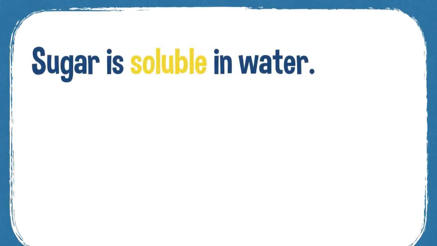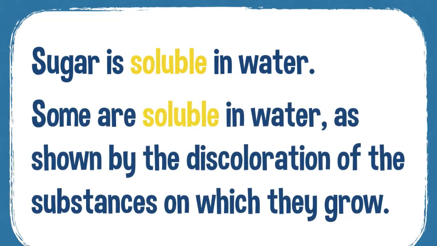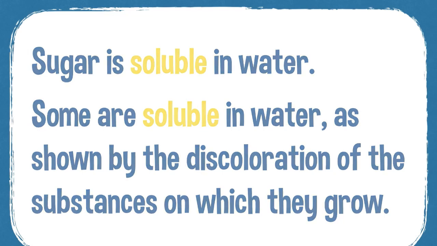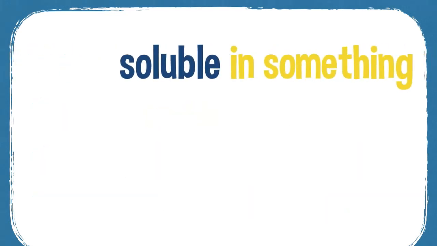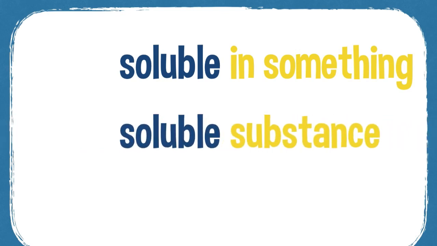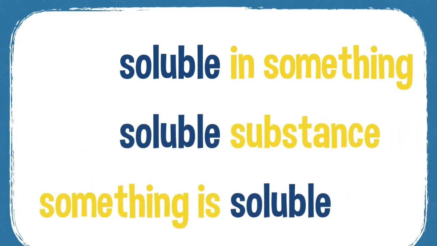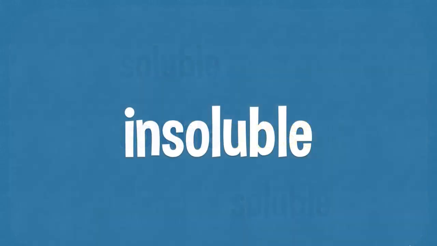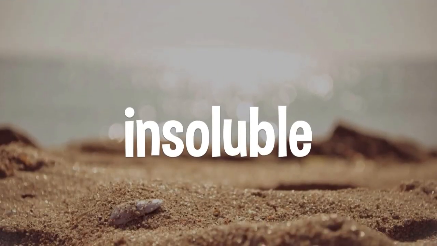So sugar is soluble in water, and some are soluble in water as shown by the discoloration of the substances on which they grow. So we often talk about something is soluble in something, a soluble substance. Something is soluble, and if it can't dissolve, it's insoluble. Insoluble. So it doesn't dissolve in a liquid. So, for example, sand is insoluble in water.